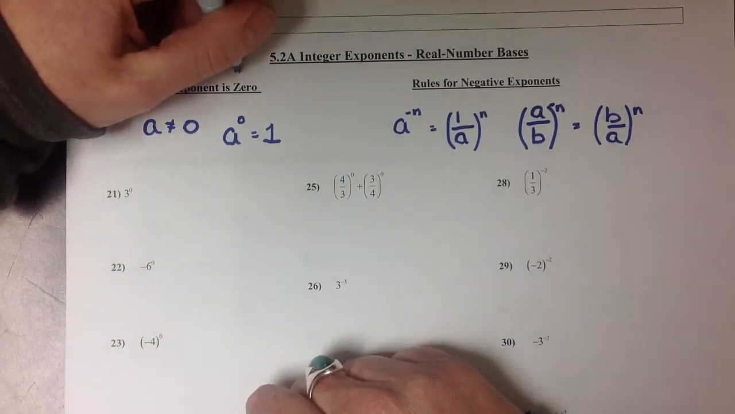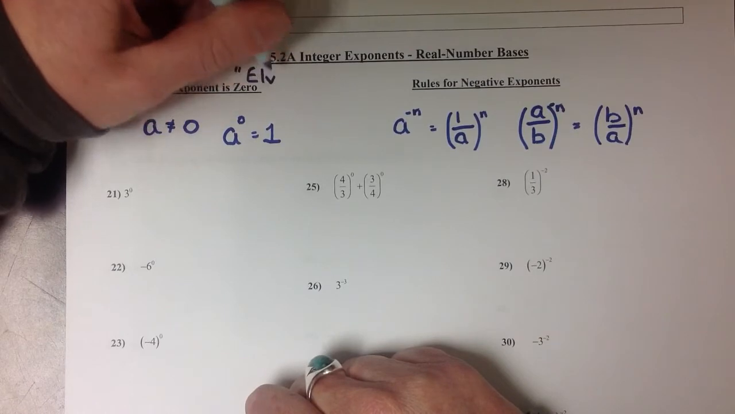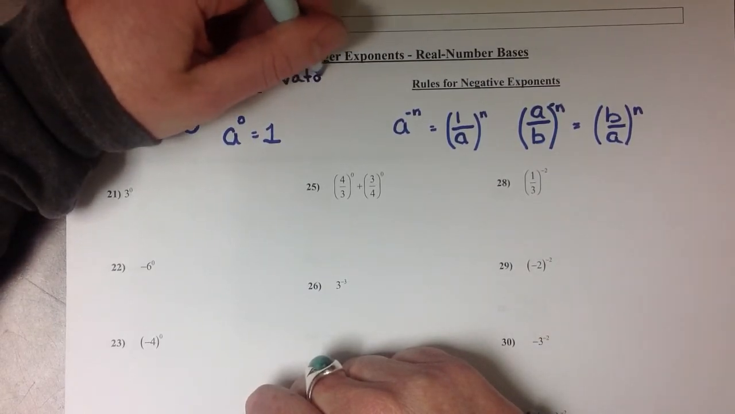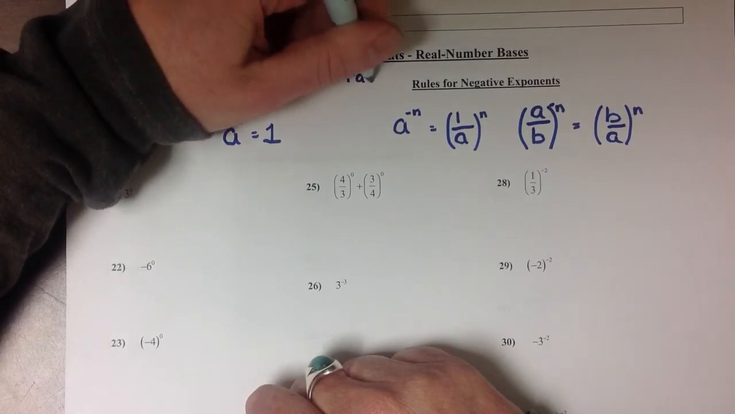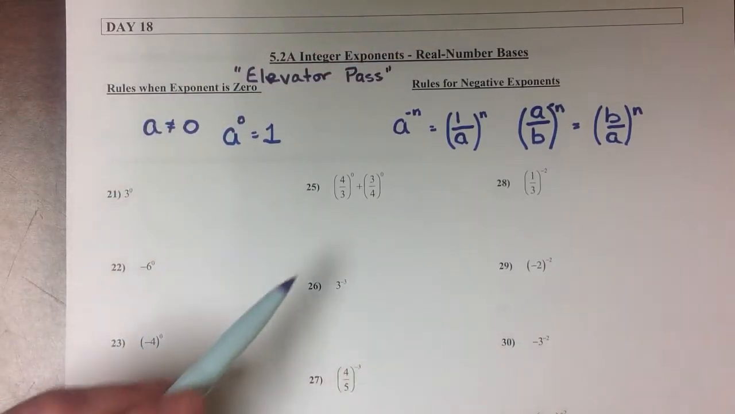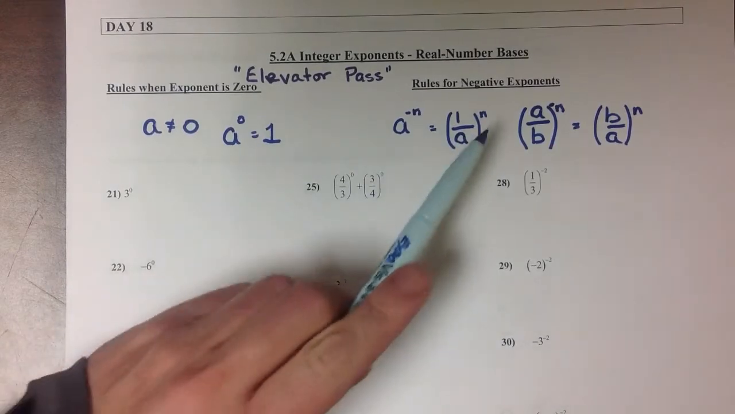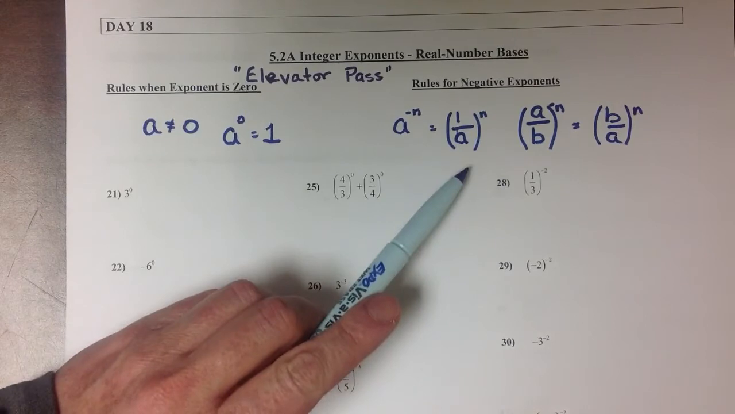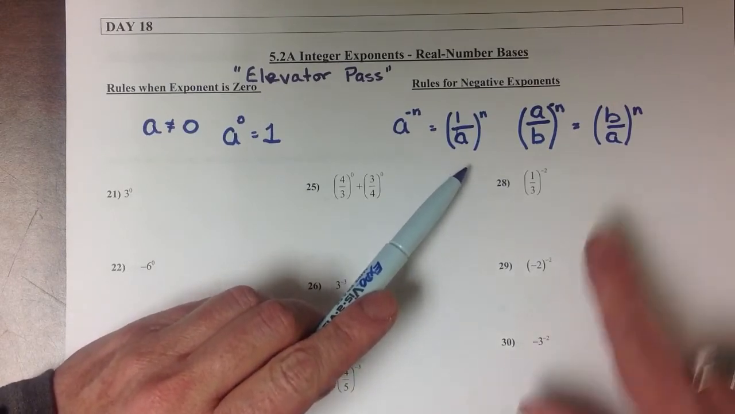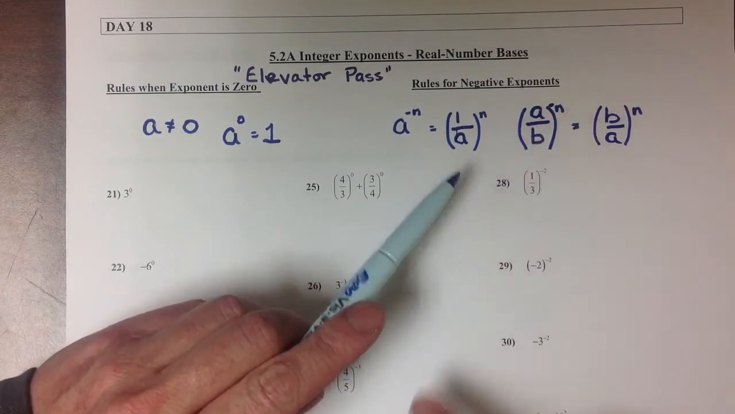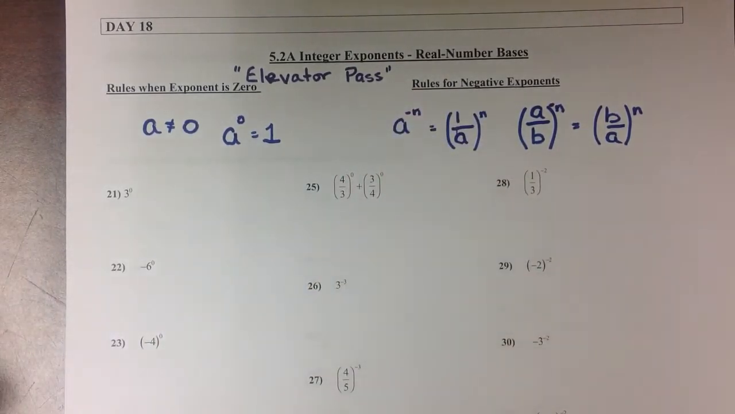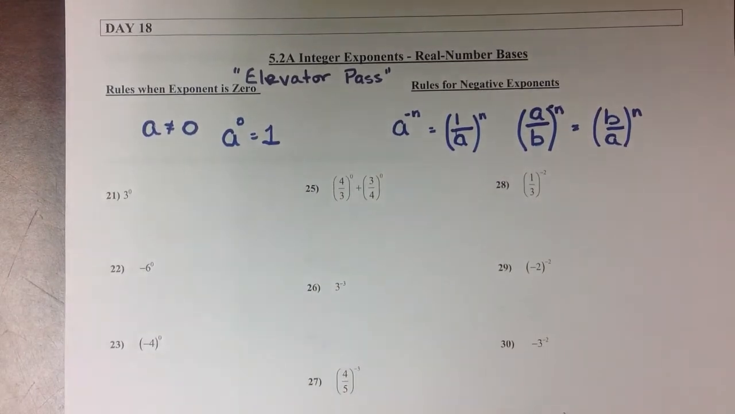When I first was taught about this, I had an instructor who described this as an elevator pass. Elevator, there we go, pass. The way that he explained it was that when that base travels to the other side of the fraction bar, it loses its sign. That might make more sense as I start to do some examples here, but keep that idea of the elevator pass in mind as we go through these next problems.